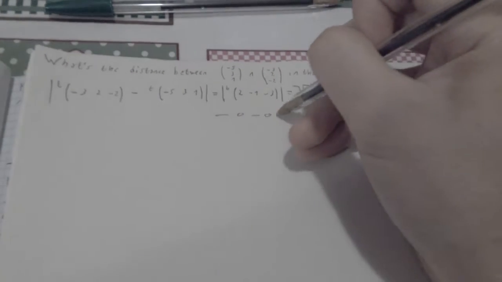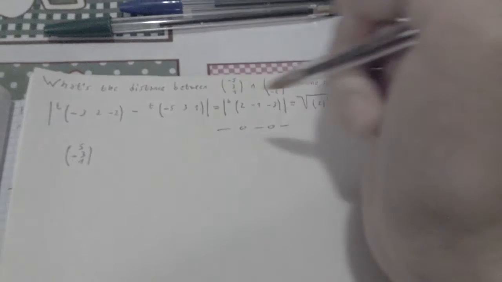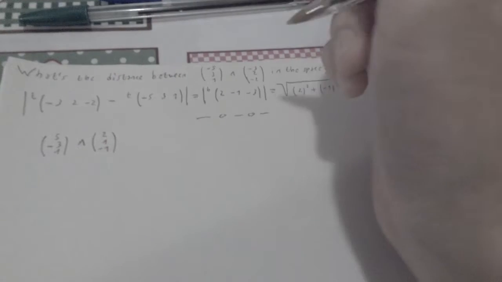Okay, let's do another example. Let's suppose we have two points, like (5, -3, 1). I like this one, but I'm going to change the -3 here. And then something similar, now something like (2, 1, -1). Okay, we're going to do the same thing once again.